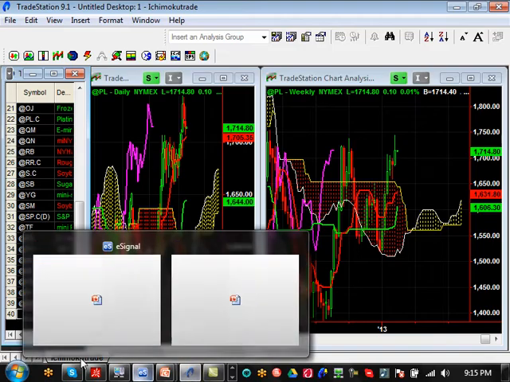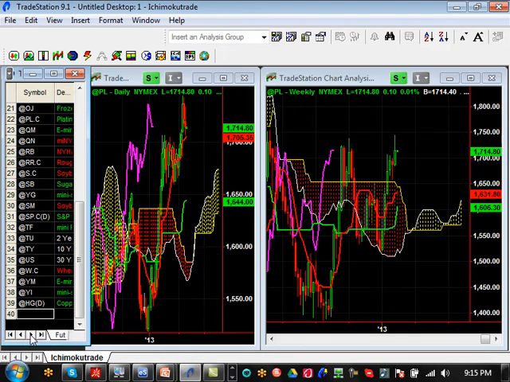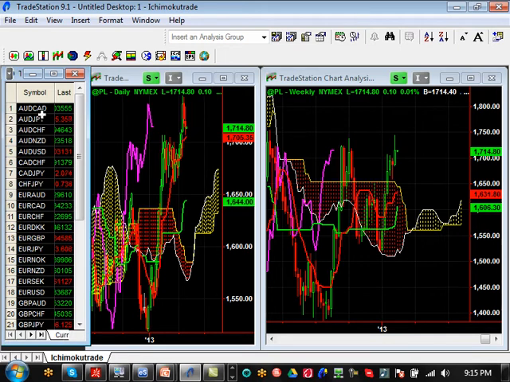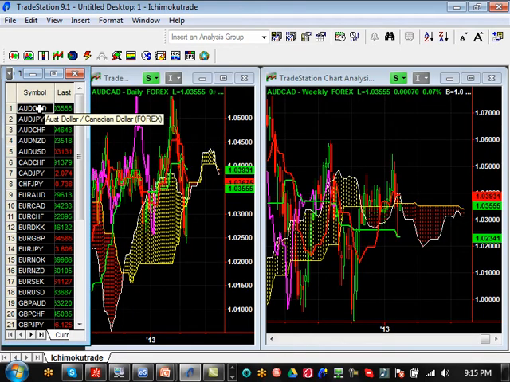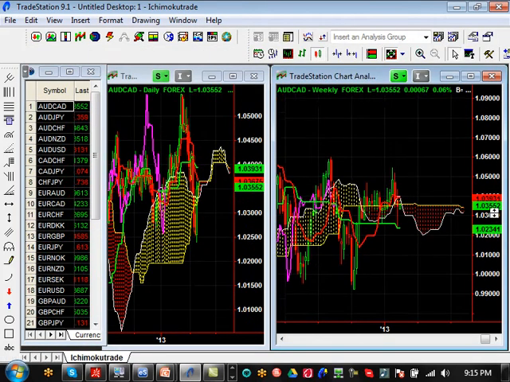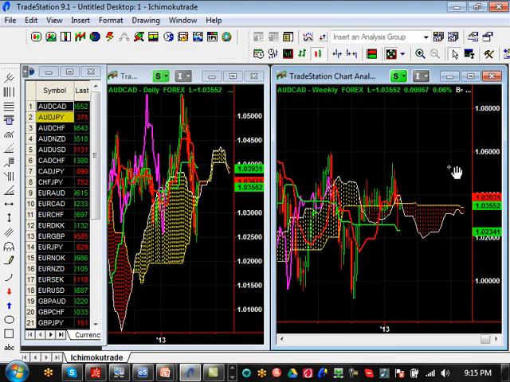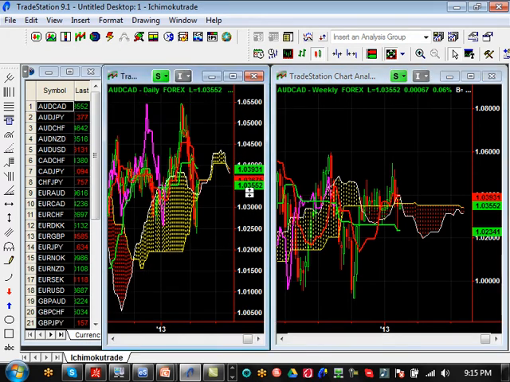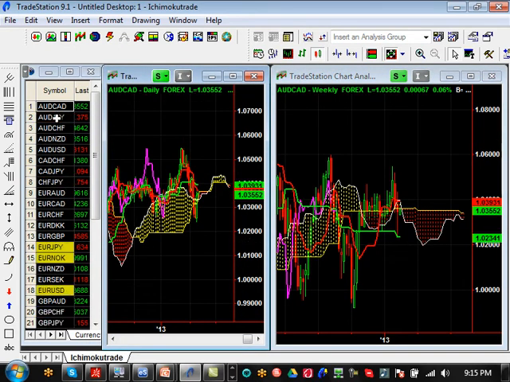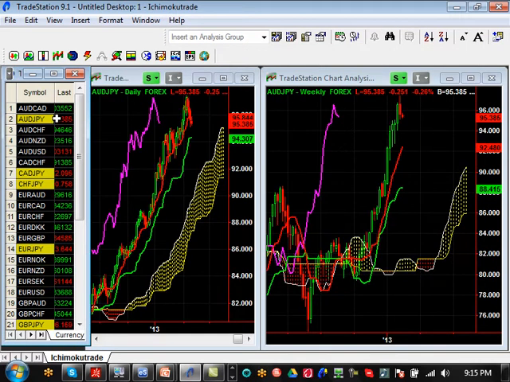Okay, so let's go to TradeStation and pull up currencies. We're going to start off with Australian CAD. Australian CAD's really not doing anything here. Bounced off the 600 level, which is a major resistance, and support is basically about 234. So this thing's just going back and forth right now. So there's nothing really to talk about there.